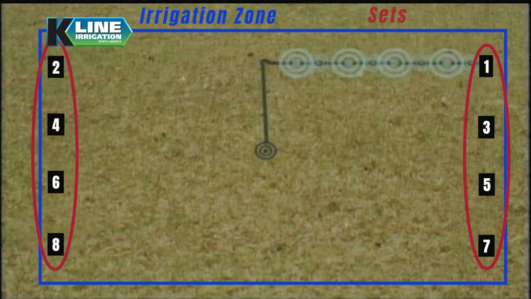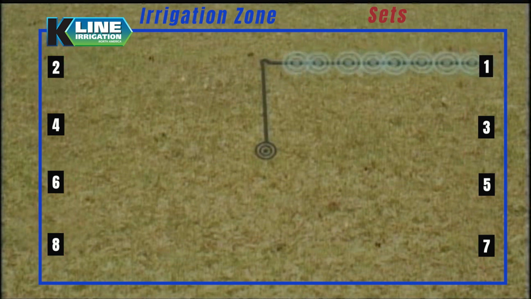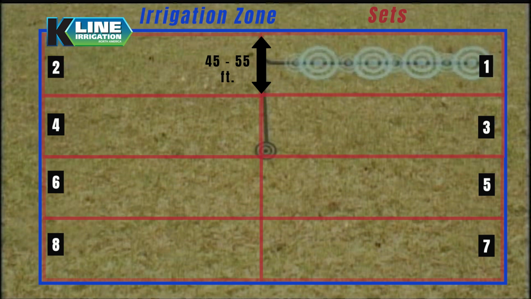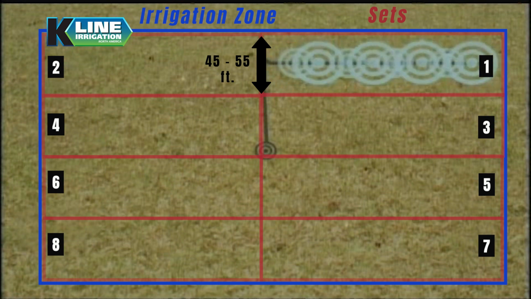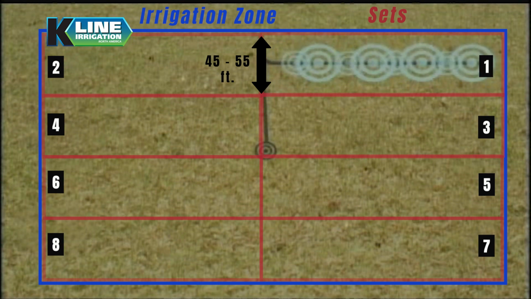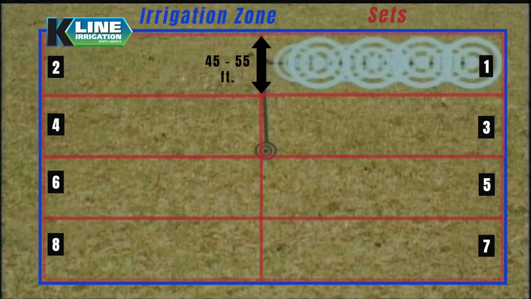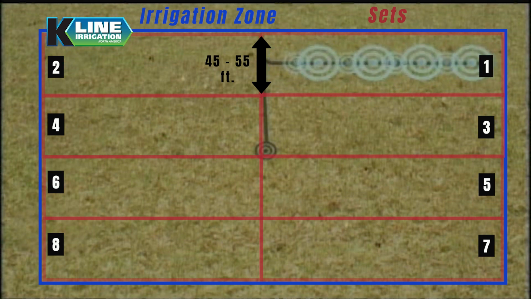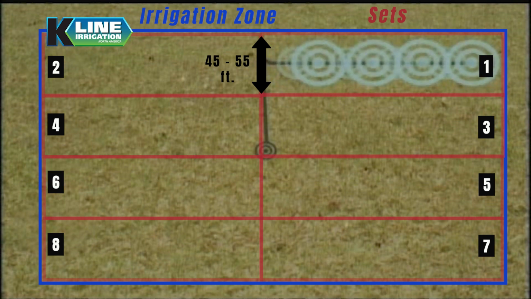The numbers across the left and right represent set numbers. Each set is typically 45 to 55 feet wide. A set is the area immediately under the K-line pod line and is being wetted by the sprinklers. The system will be placed on a single set for a specific period of time, typically 12 or 24 hours. Notice how this zone has 8 sets, notated by the numbers 1 through 8 along the left and right sides.